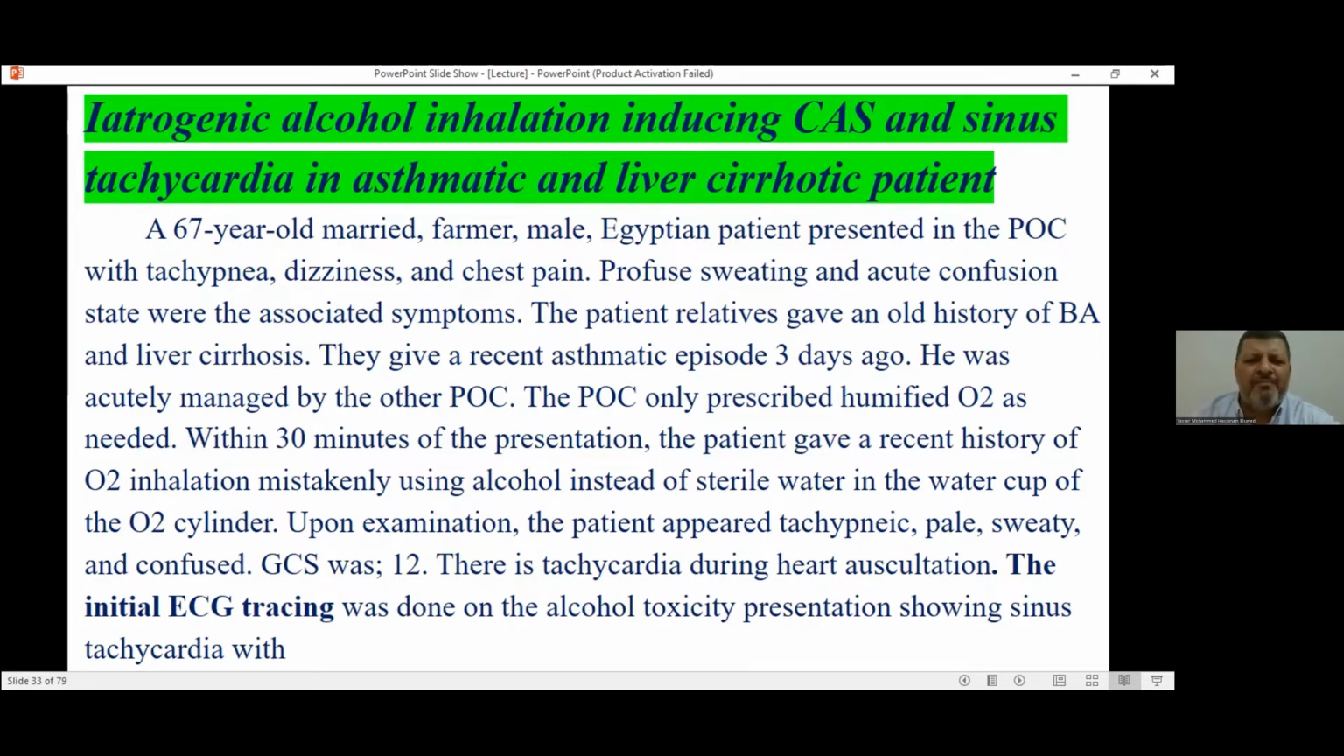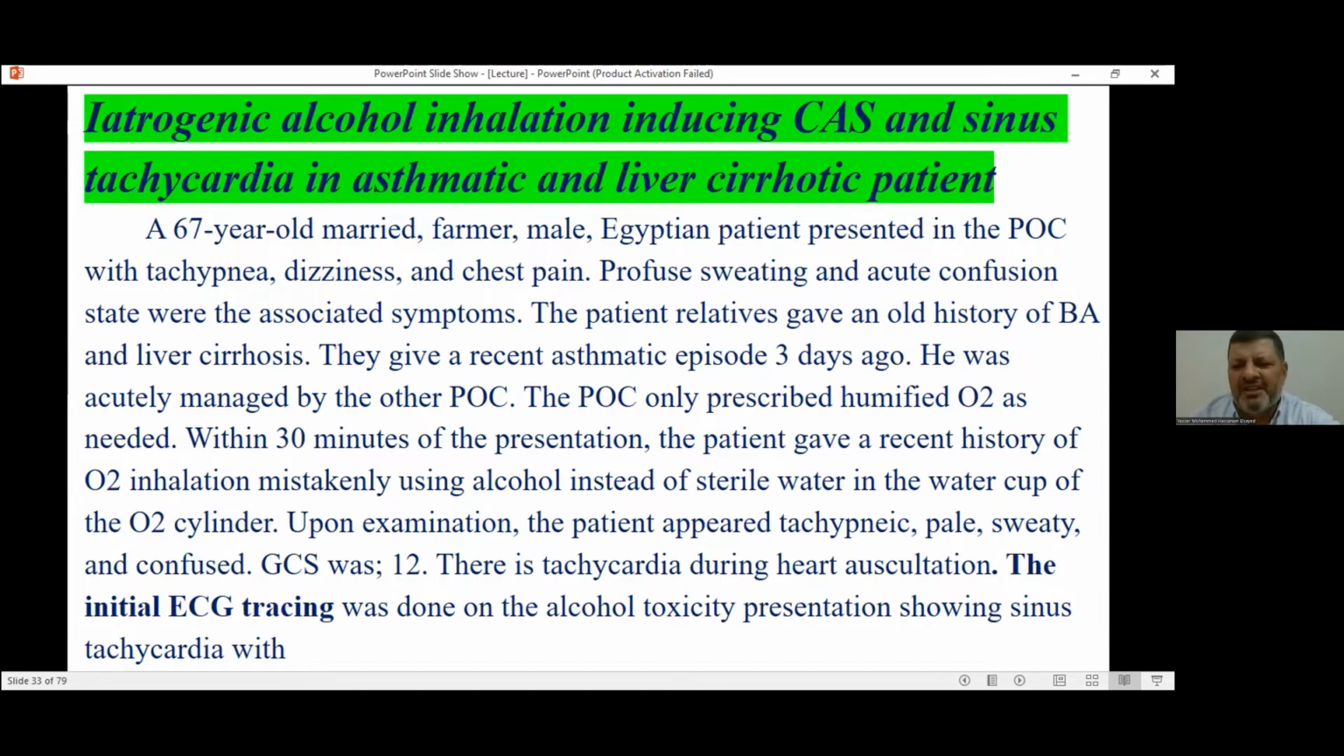He was acutely managed by another physician outpatient clinic. The physician only prescribed humidified oxygen as needed within 30 minutes of presentation. The patient gave a history of mistaken oxygen inhalation. This is the most important point in this case report: using alcohol inducing coronary ST segment depression, severe ST segment depressions in ECG. You will see this mistake, a high degree of mistakes, due to familial problems in the patients.